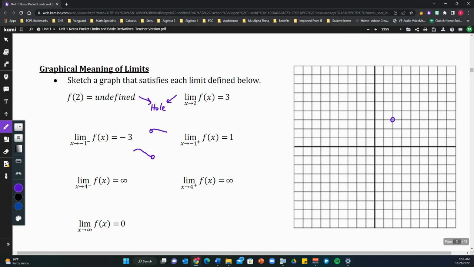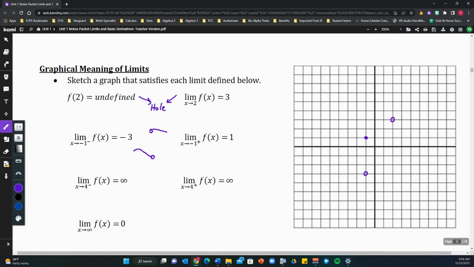But what we do know for sure is there are coordinates on this graph at (-1, -3). So I'm just going to plot a hole for that one. And then also, at (-1, 1), I'm going to make this one a fixed point. Okay. And before we draw any curves, we're going to look at the rest of this.